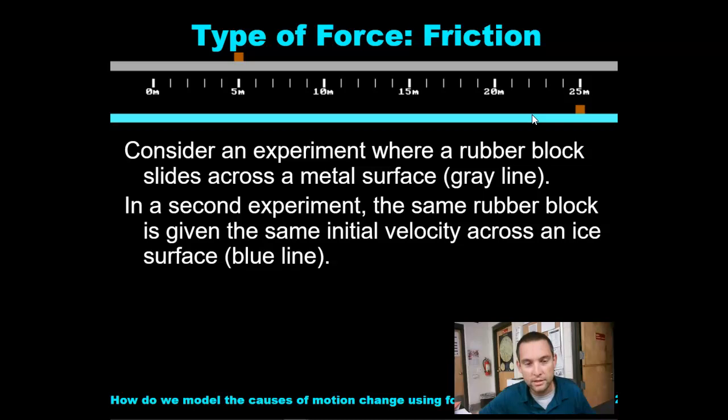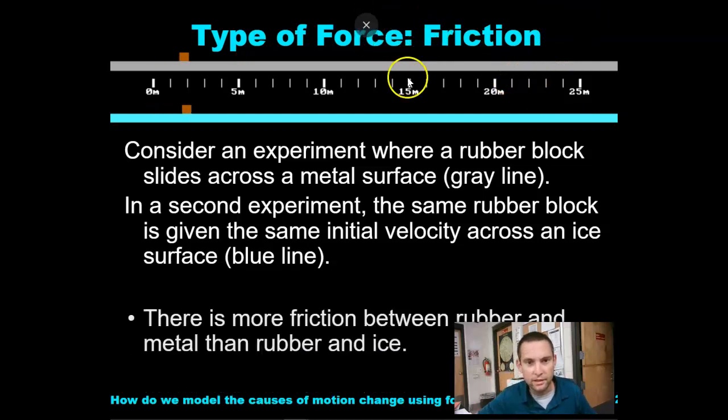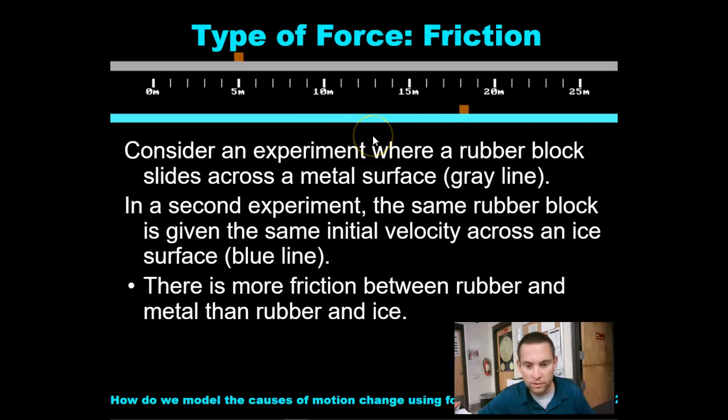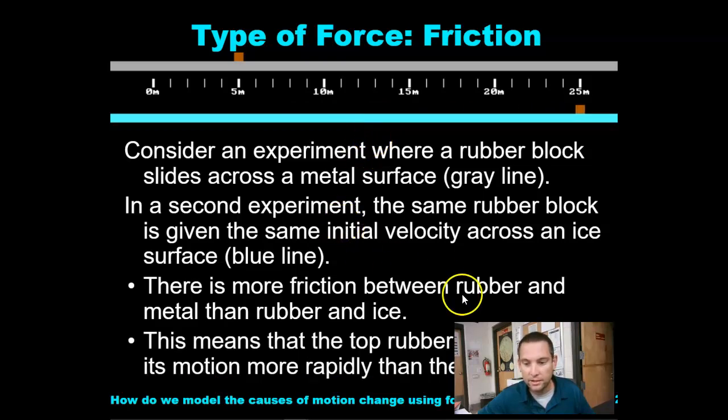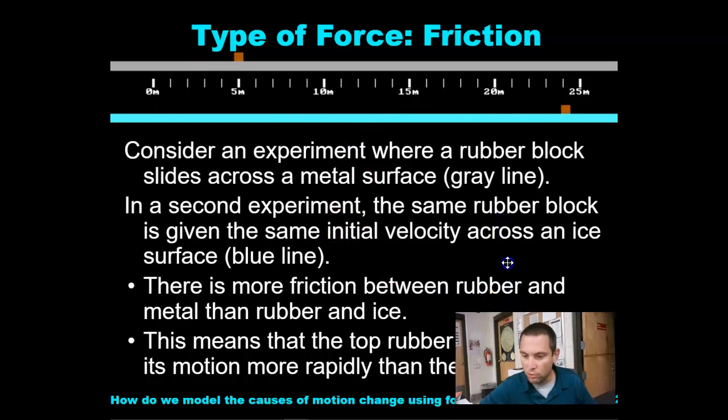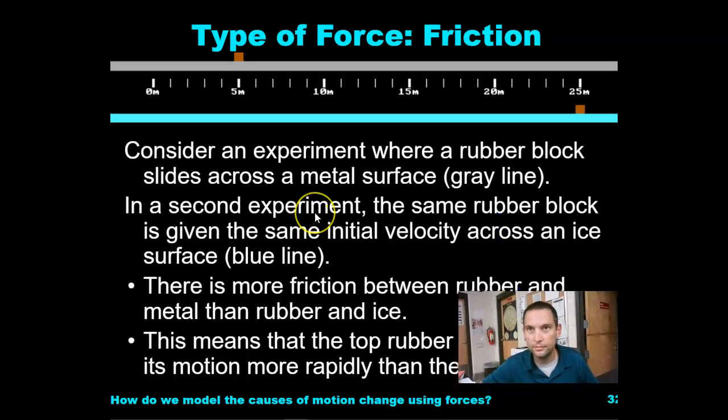So is it okay to say that friction resists motion? Because that's clearly the case here. In just a minute, we're going to see why that's not great. There is more friction between rubber and metal than between rubber and ice, and this means the top rubber block changes its motion more rapidly than the bottom block. The bottom block has this slowing down that's happening. Meanwhile, the top block is sliding across faster.